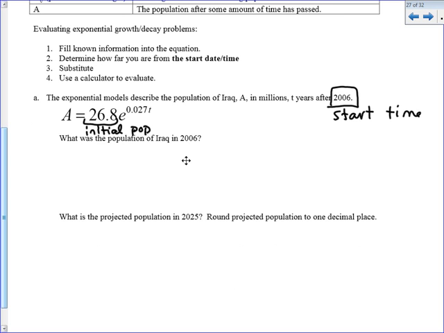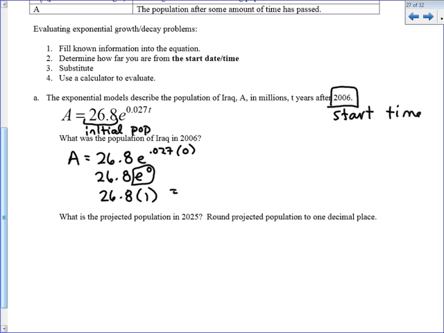But the other thing you could do is say, I'm looking for the population. And take my equation. Everything here is set up for me except the time that's elapsed is 0 years. So I'm still in 2006. And what's going to happen to this exponent if I multiply 0.027 by 0? 0. So 26.8 times e to the 0 power. But what's anything to the 0 power?